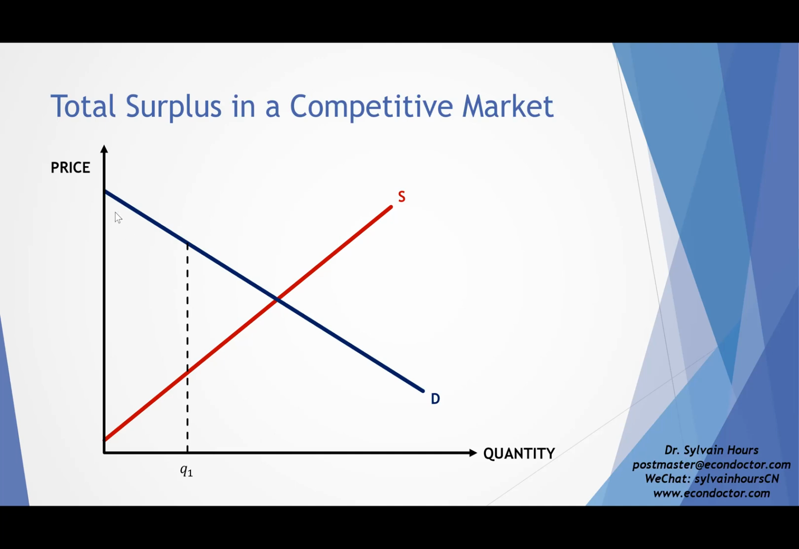Well, you can ask the students, okay, where is the total surplus? And if they have understood the definition properly, they should tell you, total surplus is this area. That's always the area below the demand curve and above the supply curve. Okay, quite easy. For any price between this one and this one, this would be the total surplus.